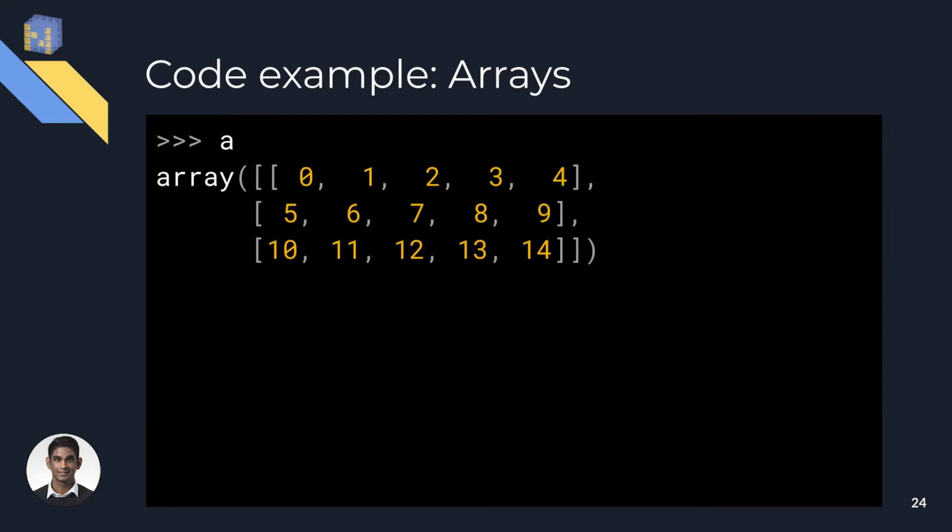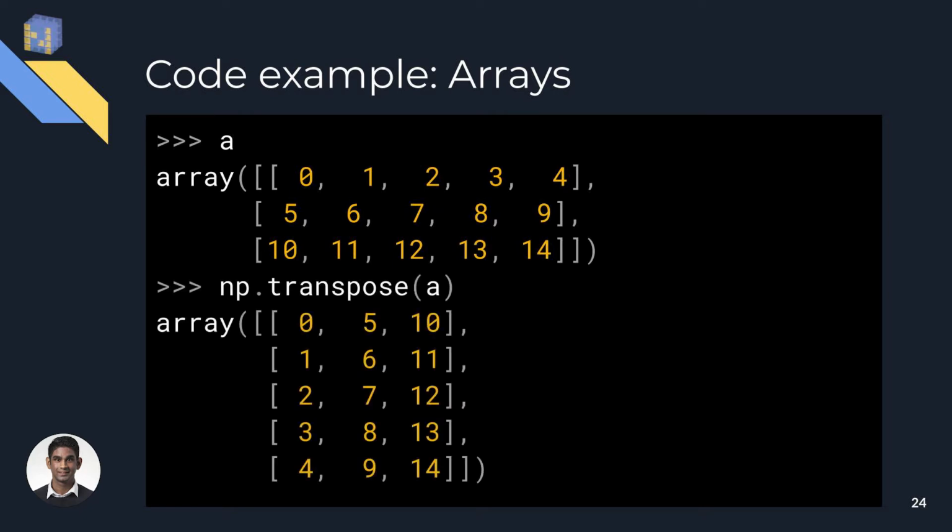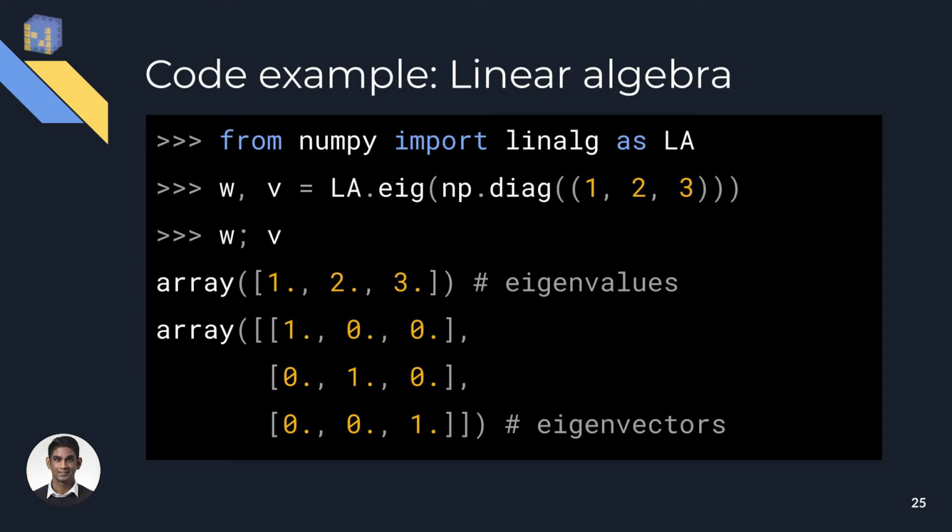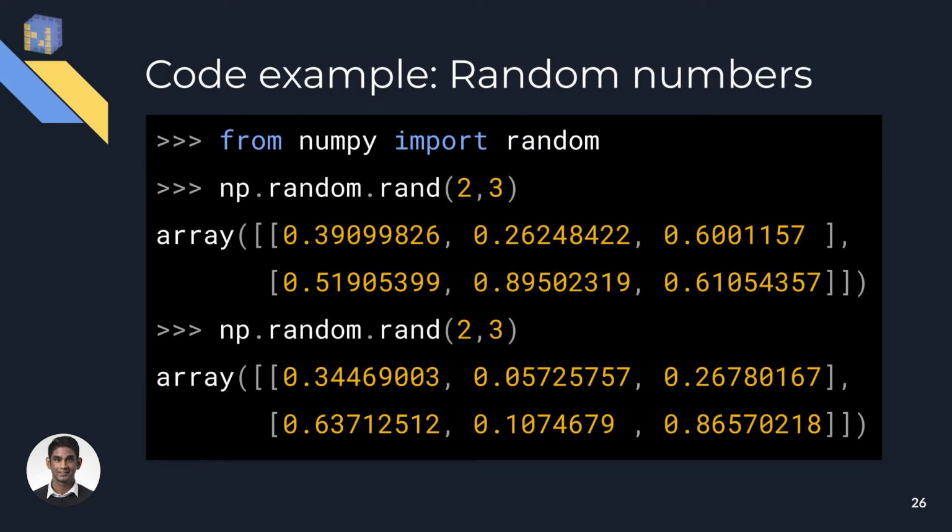Transposing an array is also very easy with NumPy. You just have to type np.transpose and NumPy does all the work for you. We can also use the linear algebra functionality of NumPy to compute eigenvalues and eigenvectors. Finally, we can even use the random number capabilities to generate arrays full of random data.